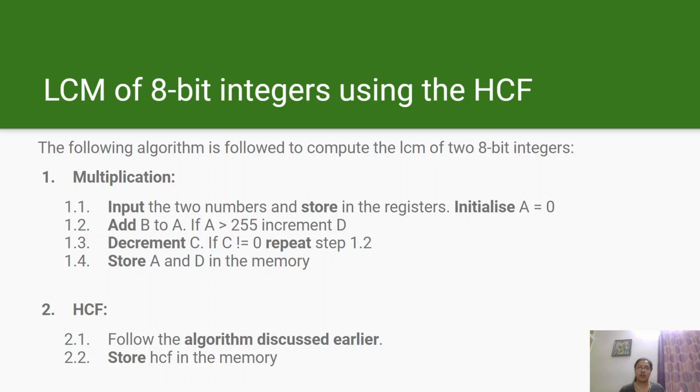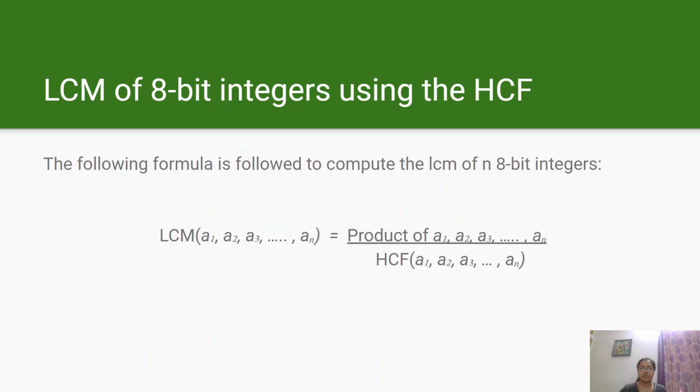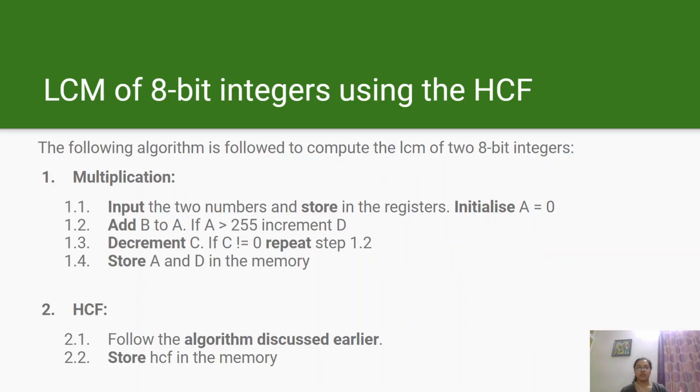This formula is valid for any number n, but over here we'll be discussing it only for n equals 2. So this formula involves three functions. One is the product, or basically multiplication of all the integers given in the set. Second is the HCF of all the numbers, and third is the division of the product by the HCF. So the first step is multiplication of the two numbers. Over here we're taking n equal to 2.